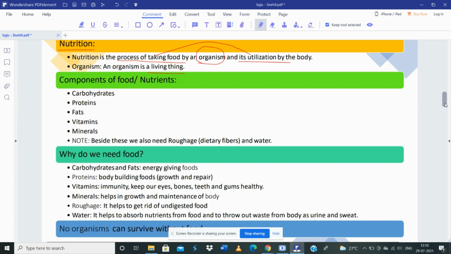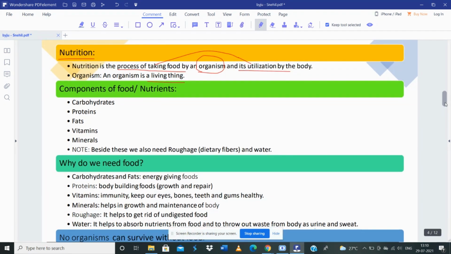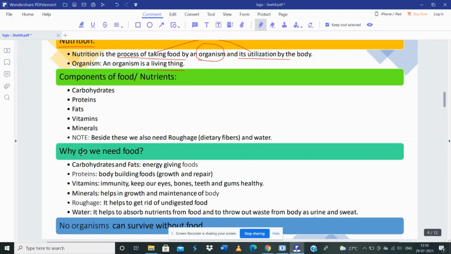Okay, now the very common and very simple question arises, which is why do we need food? Why do you eat food? Think for a moment and tell me. Yes, exactly. We need food because our food contains some nutrients like carbohydrate, protein, fats, vitamins, minerals, and beside these, our food also contains roughage and water, right? And these nutrients perform very important functions for us, right? So that is why it is important to eat food.